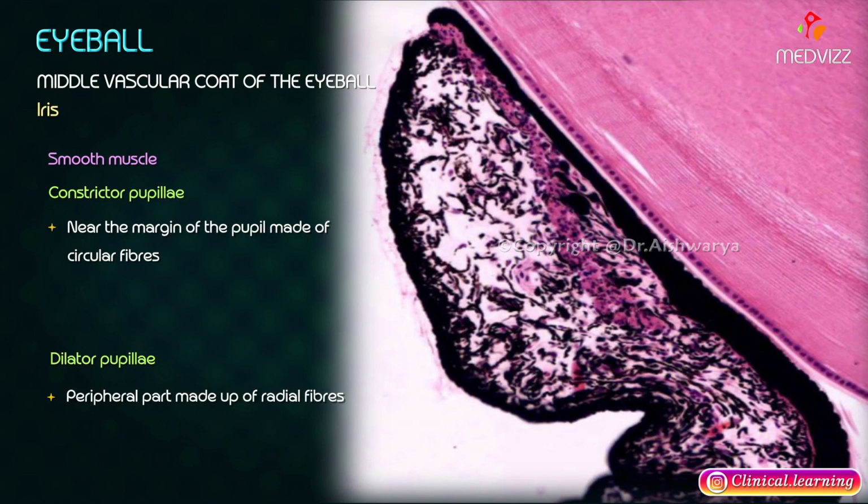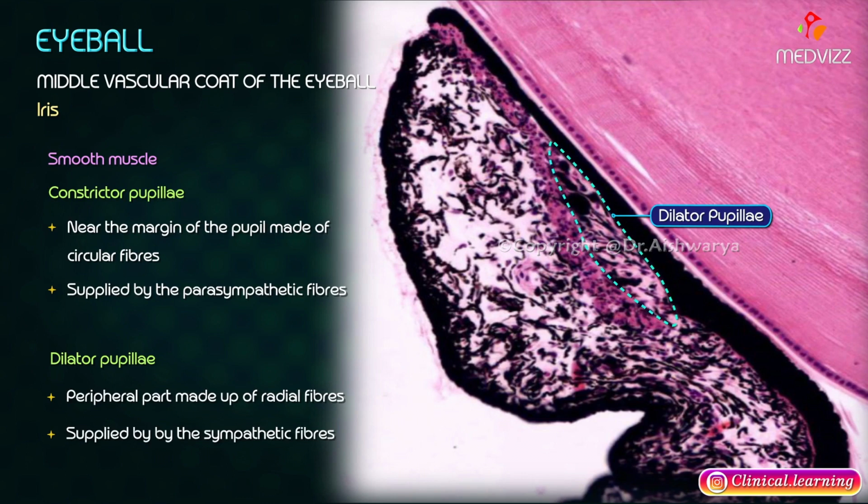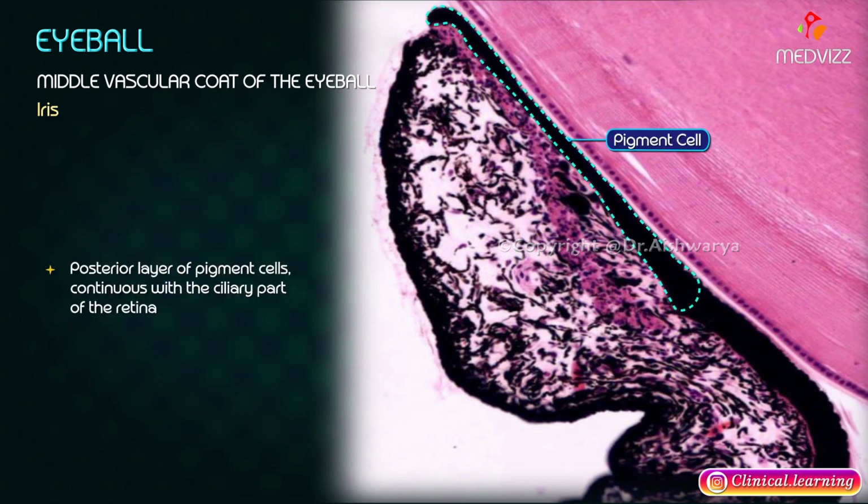Nerve supply. Constrictor pupillae is supplied by the parasympathetic fibers and dilator pupillae by the sympathetic fibers. Actions. The constrictor and dilator pupillae constrict and dilate the pupil respectively. A posterior layer of pigment cells, which is continuous with the ciliary part of the retina.